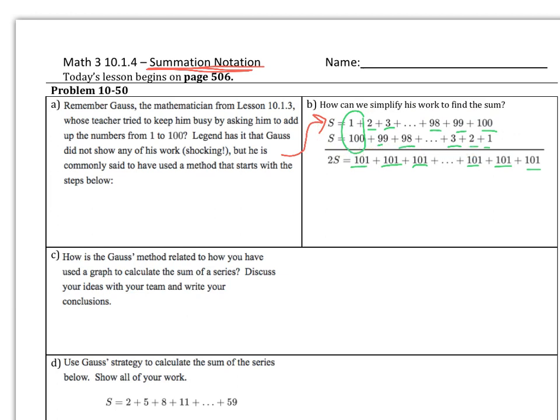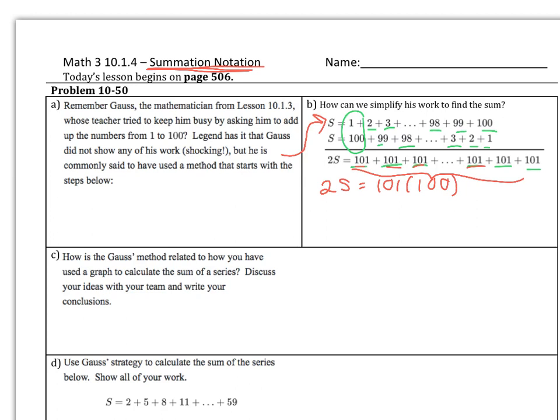Moving on to B, how can we simplify the work that he started here? Well, we've got 101 plus 101 plus 101 plus 101 so many times. That means we could factor 101 out of this entire thing. So we would rewrite our equation as 2S equals, we factor out 101, and how many times are we adding 101 together? So think about that. We're starting with the first term. There's a 101 for that, all the way up through the 100th term. So there are exactly 100 of these 101s. So that would be 101 times 100.